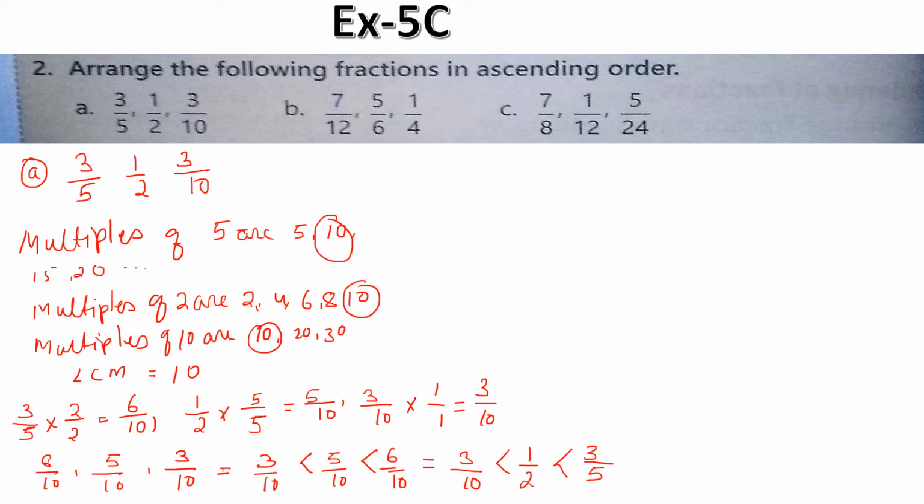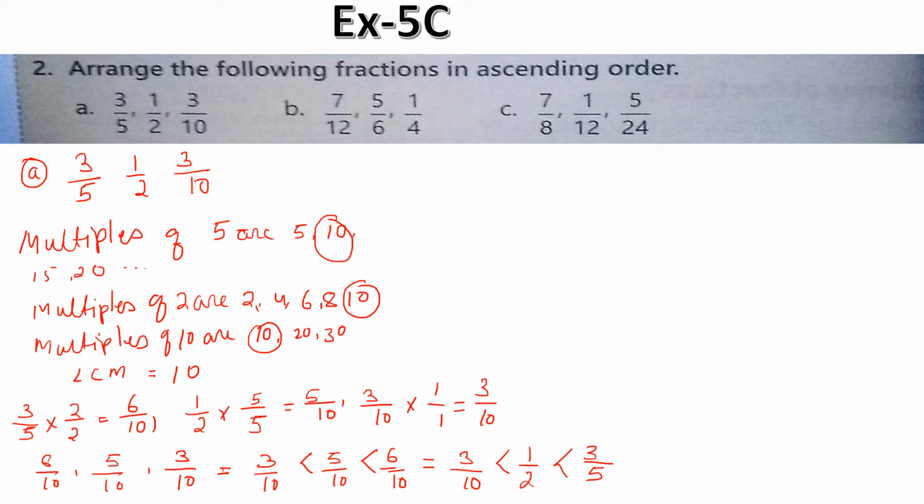Got it? So in this way we will solve the problem. First we find the least common multiple: table of 5, then table of 2, then table of 10. Which one is common out of these three? 10 is the smallest one. So we wrote LCM 10. Now we make the denominator 10 everywhere to convert to like fractions. Now these are like fractions: 6 by 10, 5 by 10, 3 by 10. So 3 by 10 is smaller than 5 by 10, then 6 by 10.